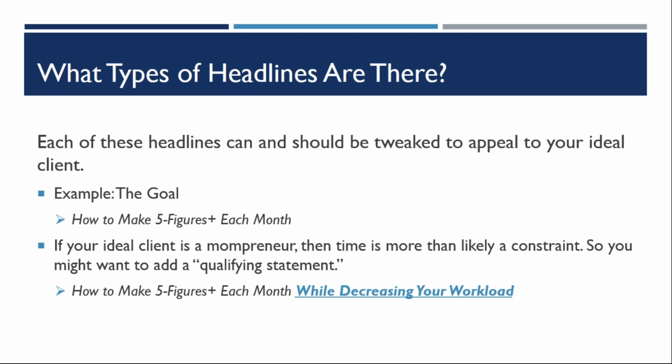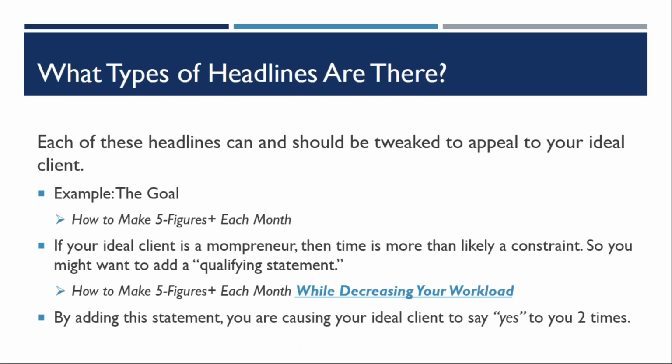Another qualifying statement transition would be like how to make 5 figures plus each month so that, and then telling what would happen. So it's like while, or so that, or in order to, you know, carry on that statement so that you're describing in more detail the outcome.